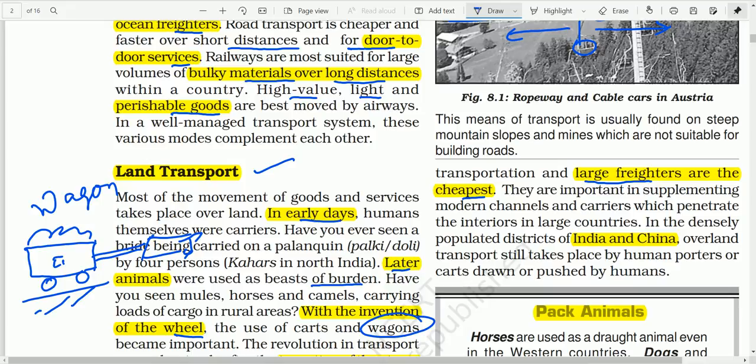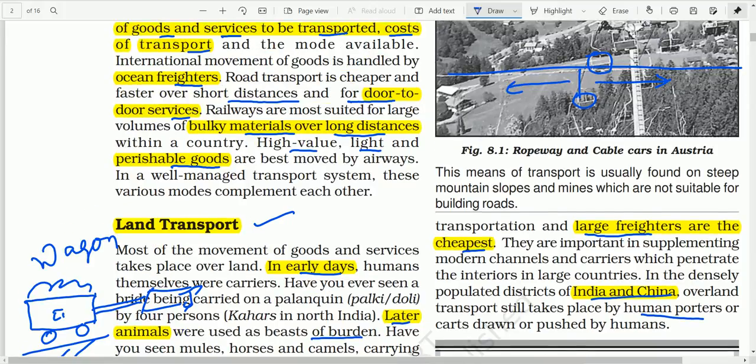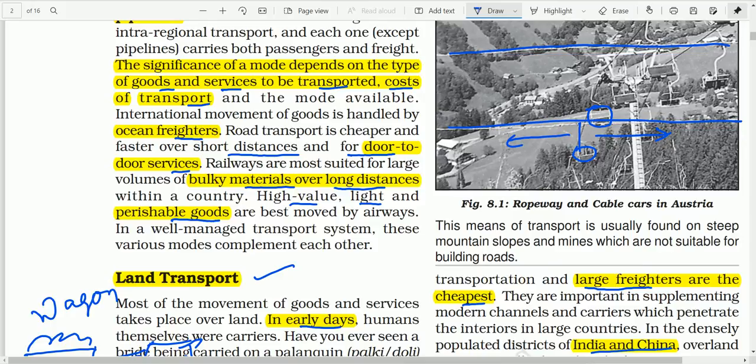In densely populated districts of India and China, overland transport still takes place by human porters. In the rural areas, in the mountainous areas, or carts drawn by, or pushed by humans. So this is about development of land transport. And as I told you, figure number I.1 shows the roadway and the cable cars in Austria. So it is usually found in the steep mountain slopes and the mines which are not suitable for building roads.